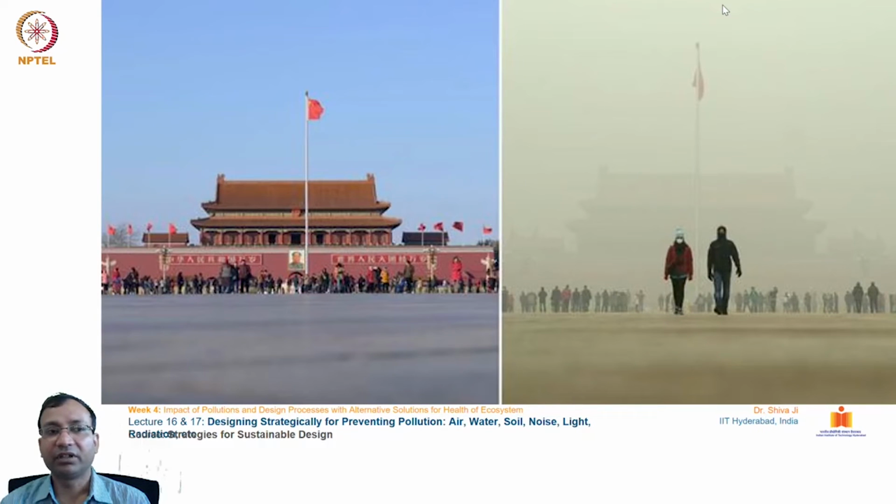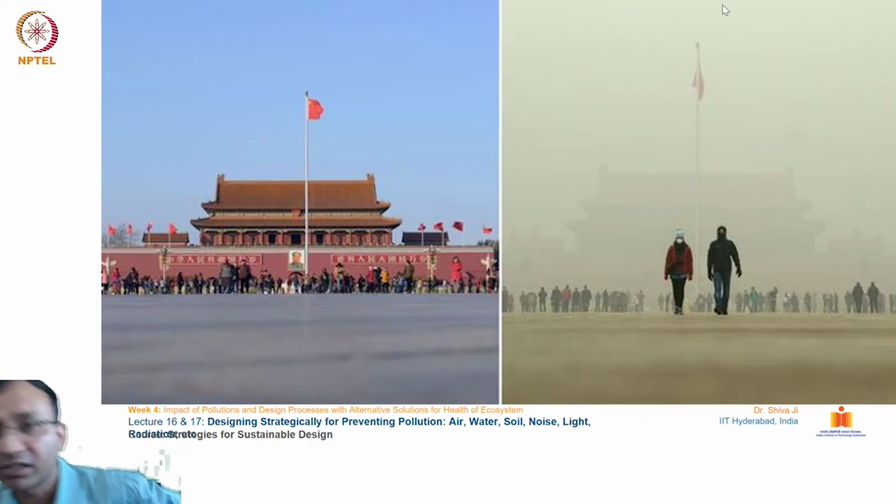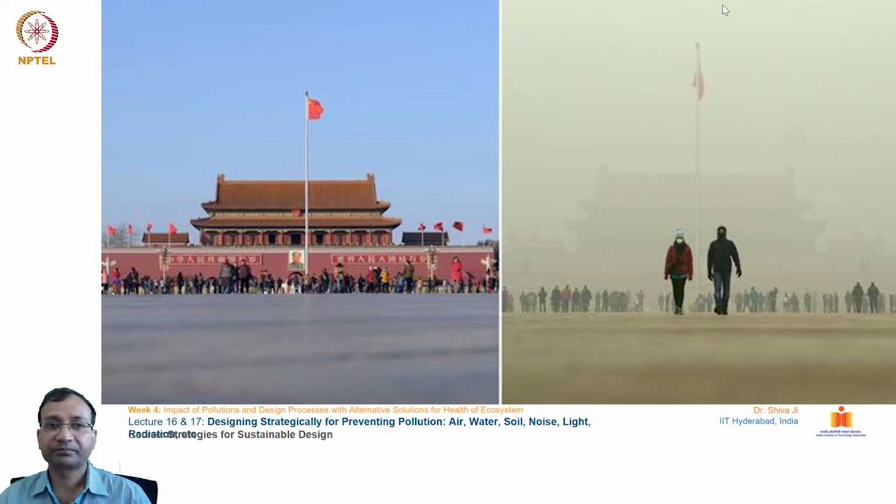Again, another shot of a place from Beijing, taken on two different days. You can see how the pollution has entirely taken over the skies, and nobody is able to even easily breathe in this air. You see the visibility has gone so bad. It shows the level of concentration of these toxic fumes and suspended particles in the air.